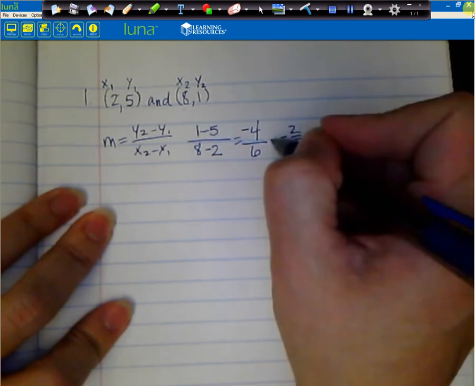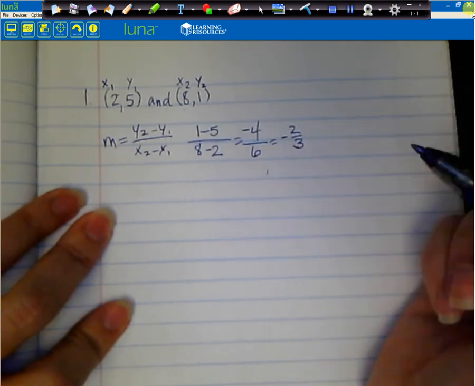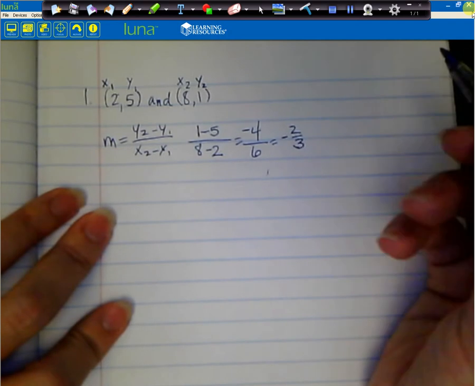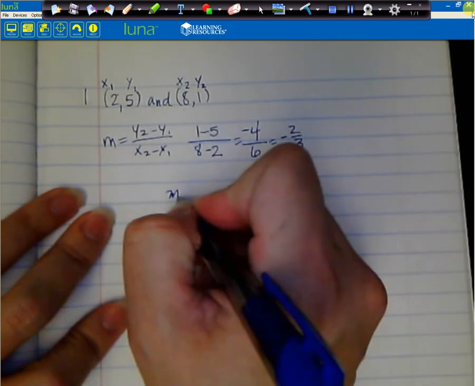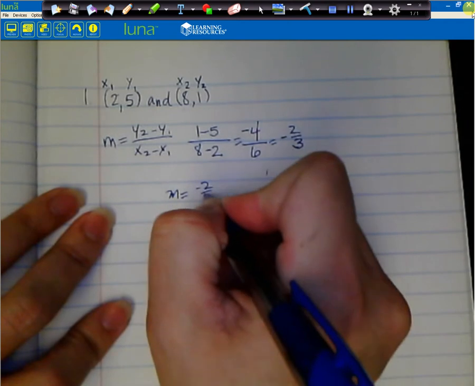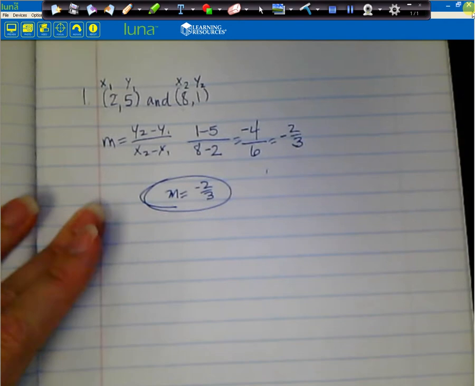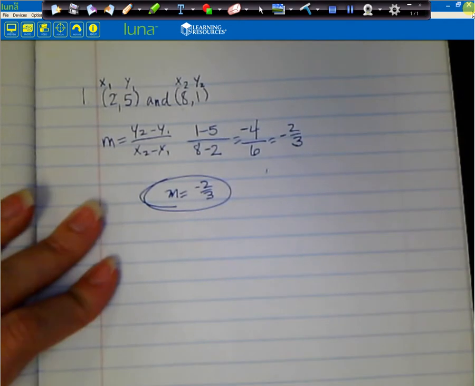And again, if you want to reduce that down in your calculator, you can just type it in as a fraction and hit enter, and it will automatically reduce it down. So what we're left with here is that M equals negative 2 over 3. That's the slope of this line given these 2 points. So get that written down. Pause the video if you need to before you move on.